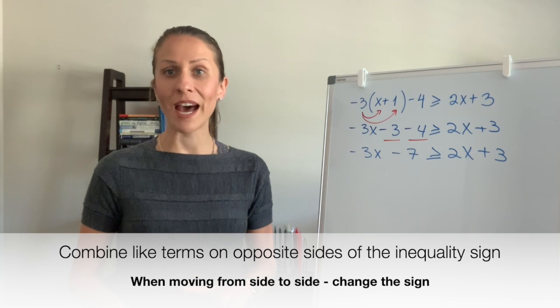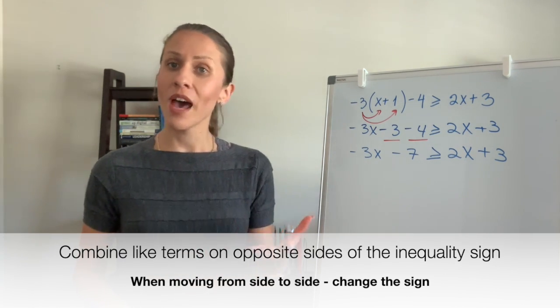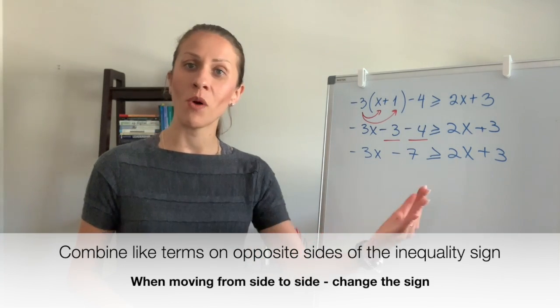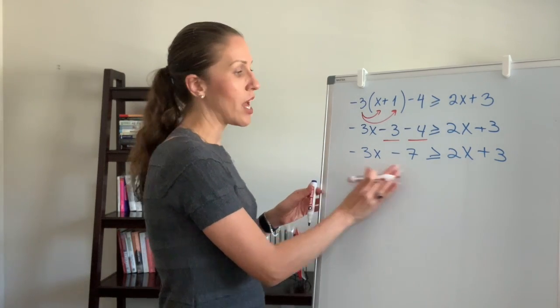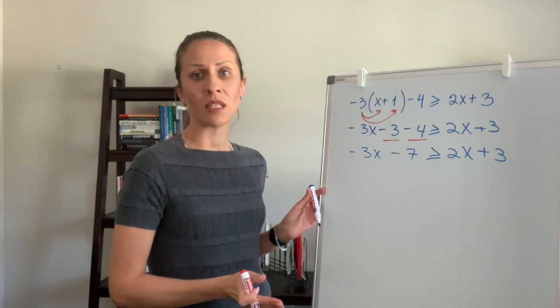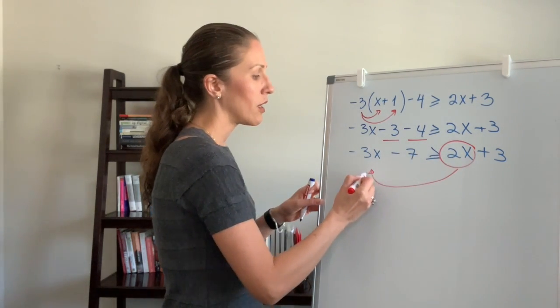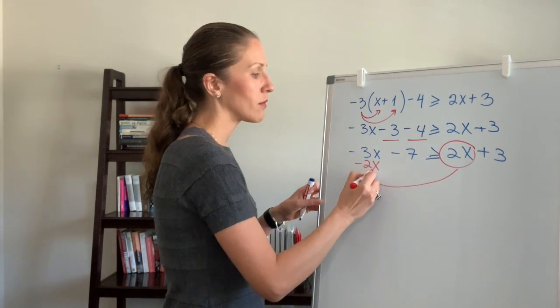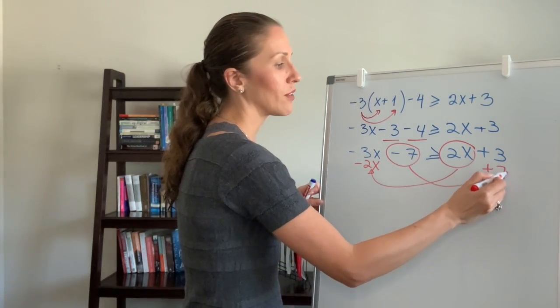Step number 4 asks us to combine like terms that are on opposite sides. And for that, I have to move some things from one side to the other. So the -3x and the 2x are currently on opposite sides of the inequality symbol. So I'm going to take my 2x and put it here by making it -2x. I'm going to take this -7 and put it on this side and make it +7.